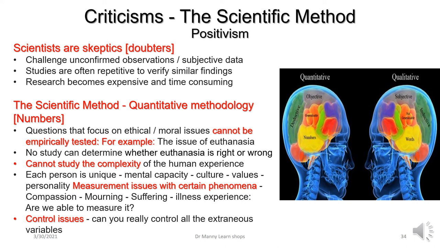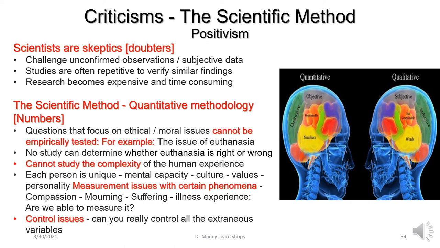The scientific method is a quantitative methodology which uses numbers. And the questions focus on ethical and moral issues. They can't be measured. For example, the issue of euthanasia, no study can determine whether euthanasia is right or wrong. You cannot study the complexity of the human experience with the scientific method.